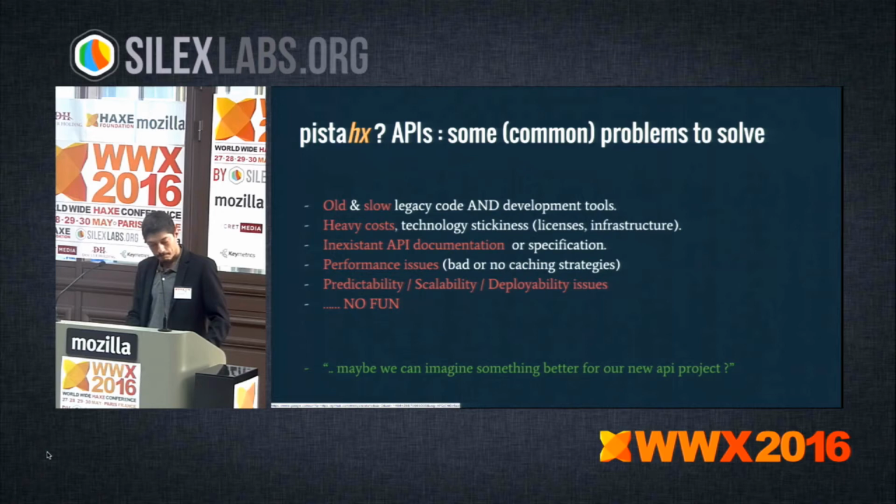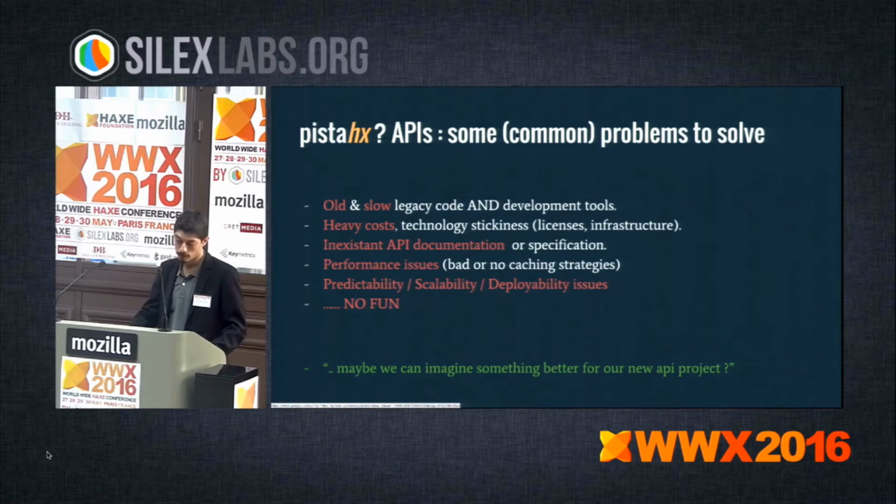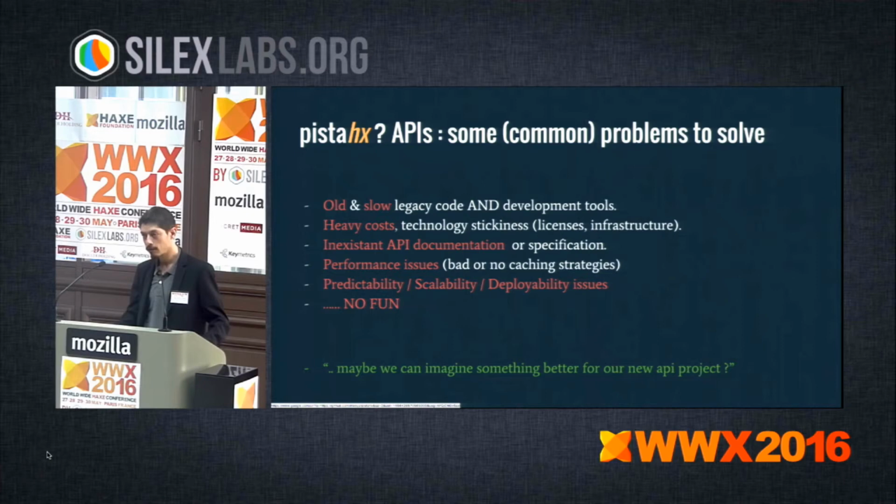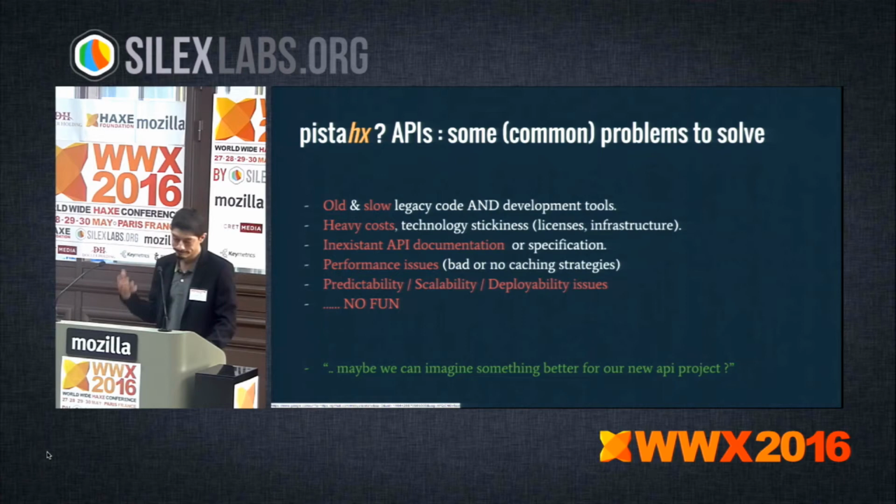First of all, I want to speak about some really common problems people have with developing APIs, especially when they start to work on legacy APIs. Legacy APIs are often old and slow and developed with old code and development tools. It implies heavy costs due to technology stickiness, for example, licenses and infrastructure. You are often stuck with this old technology and you want to go further. Often these legacy APIs don't have any documentation or specification, so it's really hard to start.